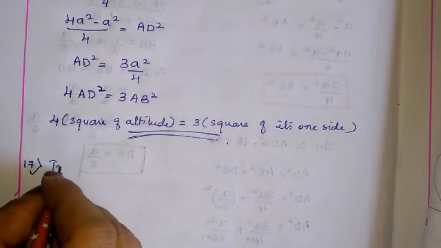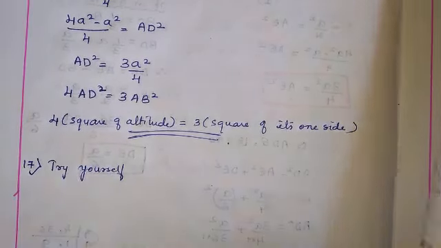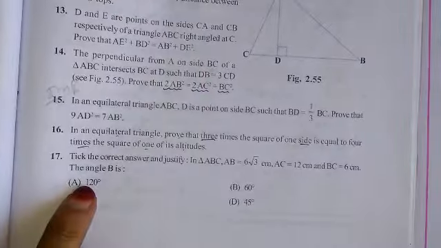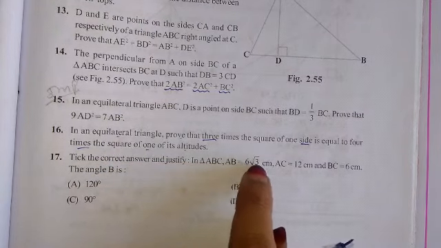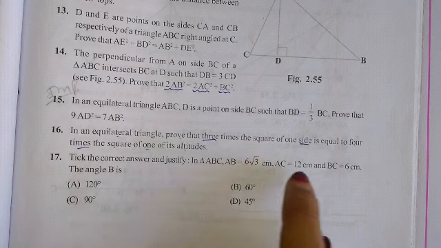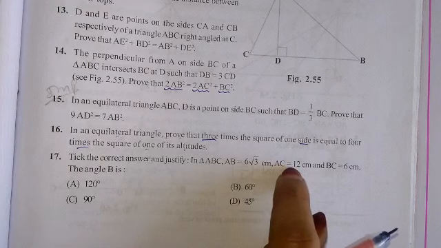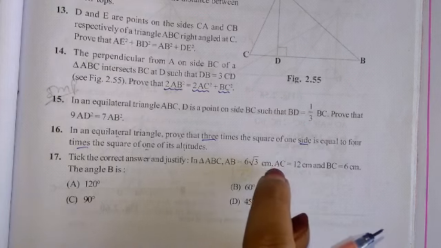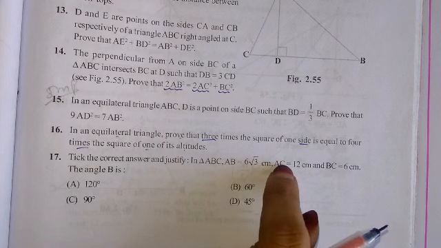Same, you should try yourself, because it's very easy. Just a multiple choice question. Tick the correct answer and justify. In triangle ABC, AB is root 6 root 3, AC is 12, BC is 6. You have to take the bigger side, AB square is equal to BC square plus AC square.